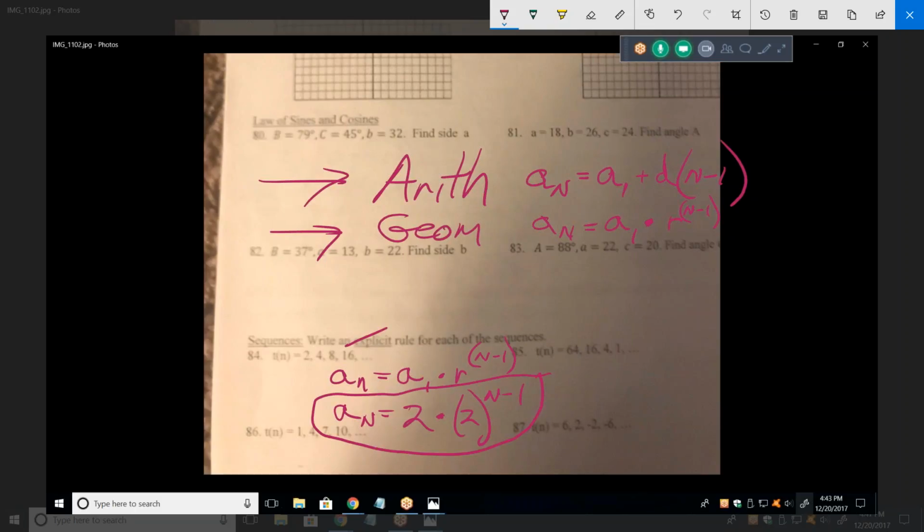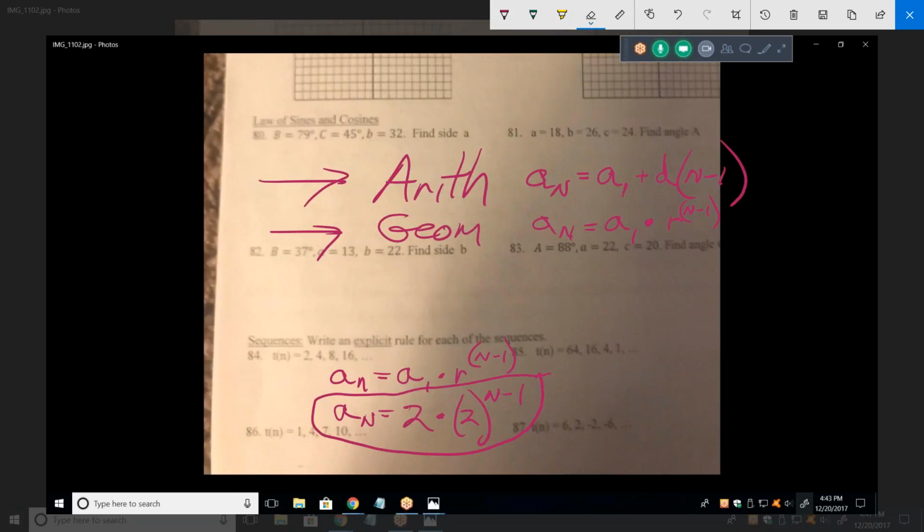Notice, check the fourth term. Is it 16? Yeah. a sub 4 equals 2 times 2 to the third power, which is 2 times 8, that's 16. So it's always a good idea when you're dealing with sequences that once you come up with what you think the answer is, then check one of these terms. In other words, the third term needs to be 8. The fifth term would need to be 32, and so forth and so on.